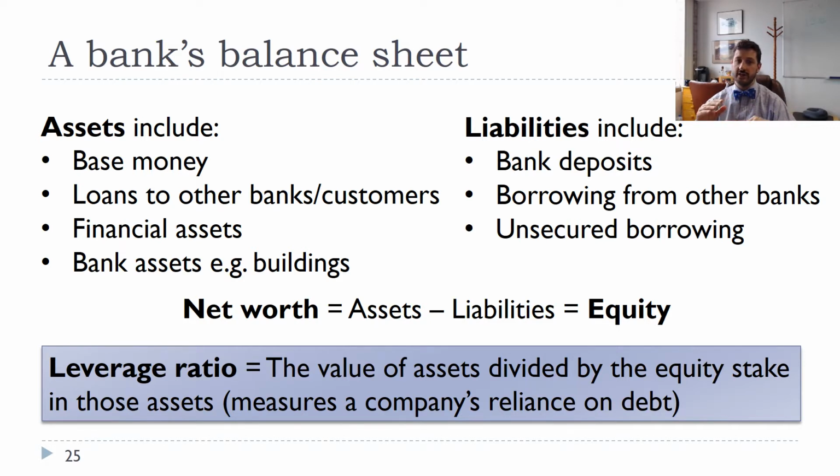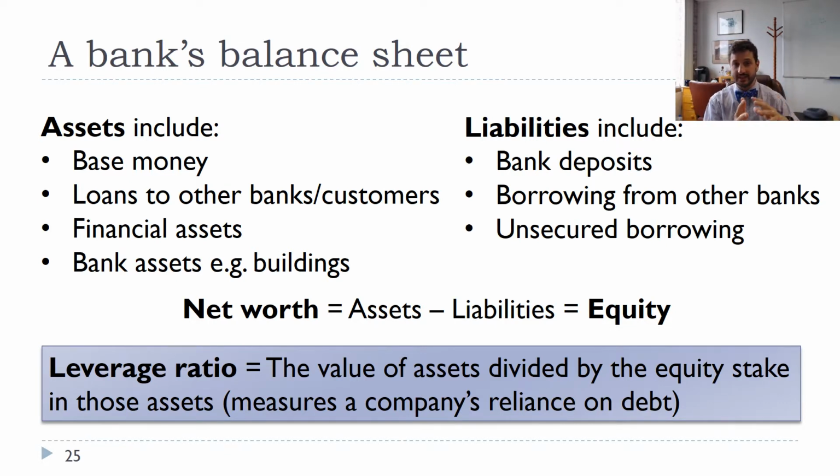And their net worth is the same as any other firm. It's going to be their assets minus their liabilities, right? And that's called their equity. Now, leverage is going to be really important to banks because the higher the leverage, the more profit they can make by turning those liabilities into assets. And so the leverage ratio is how many assets they have divided by the equity stake. So most firms that create goods and services will have a much lower leverage ratio than banks will. Banks want to increase their leverage ratio as high as possible in order to turn those liabilities into profit.